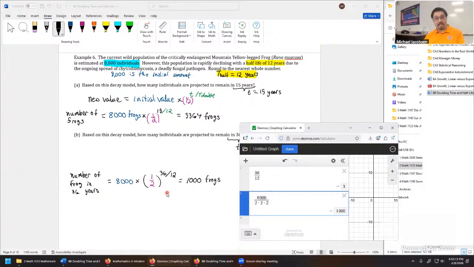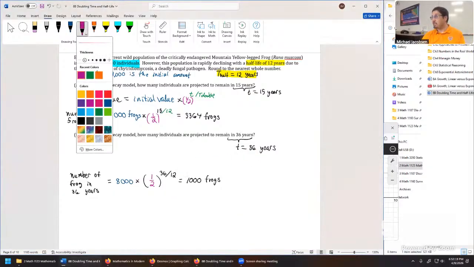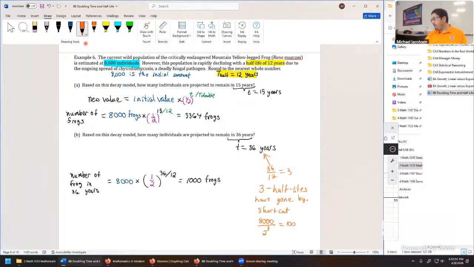But it's good to see it the formulaic way as well. So exactly 3 half-lives. Let's just make this a comment, since sometimes it's nice to have a shortcut. 36 divided by 12 is 3. 3 half-lives have gone by. So we have a shortcut. Take 8,000, divide it by 2 to the power 3, which is just 8,000 divided by 8, to get 1,000 frogs.